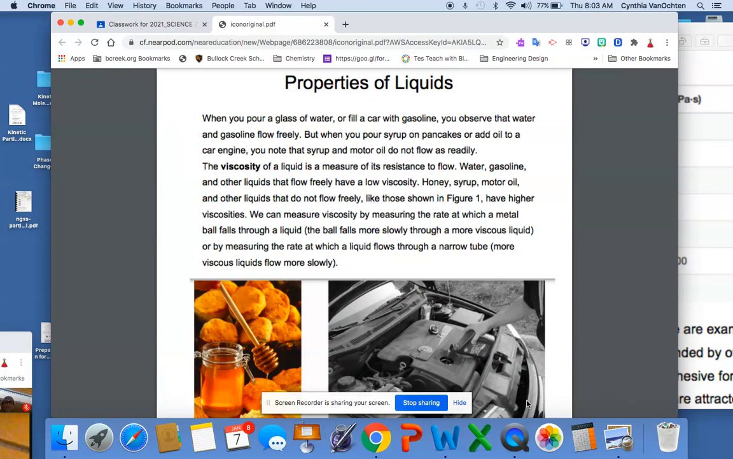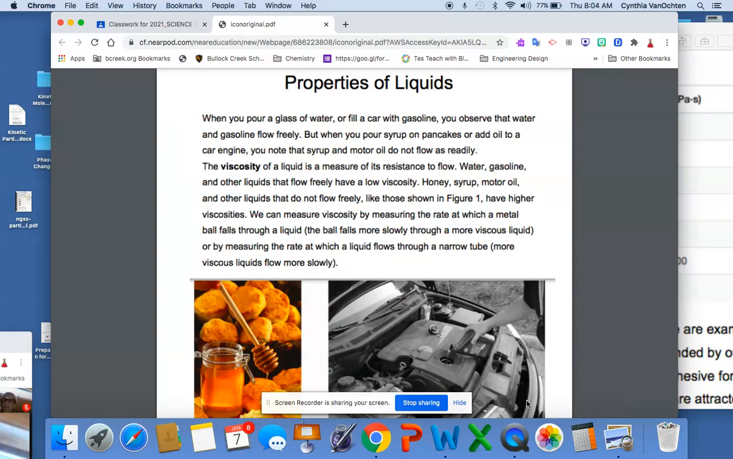When you pour a glass of water or fill a car with gasoline, you observe that water and gasoline flow freely. But when you pour syrup on pancakes or add oil to a car engine, you note that syrup and motor oil do not flow as easily. The viscosity of a liquid is a measure of its resistance to flow.